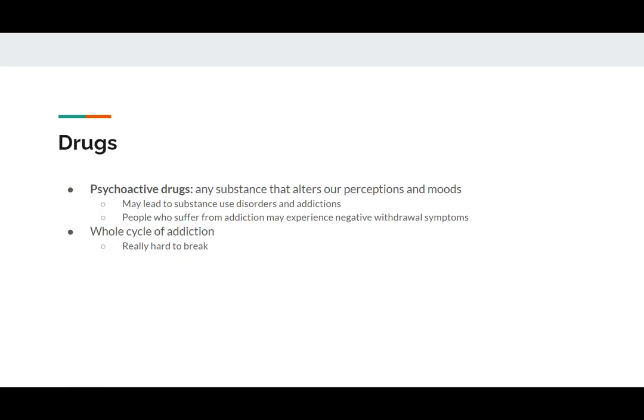Psychoactive drugs refer to any substance that alters our perception and moods. Oftentimes, these substances are illicit or illegal, but they can also sometimes be used for medical purposes. But illegal use or excessive drug intake can lead to substance use disorders and addiction. People who suffer from addiction may experience negative withdrawal symptoms when attempting to quit using the substance because their body has grown accustomed to it. Furthermore, the more they use a substance, the more tolerant their body becomes, causing them to take more and more of the substance to achieve the same high.